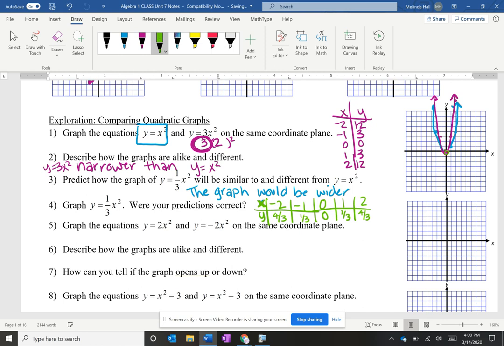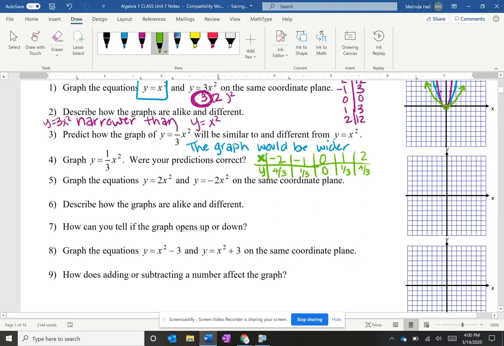But what ends up happening with this graph is that it's taking longer for it to actually open up, because it does not even get above 1 until it's already out 2 on both sides. So it does indeed make the graph go wider.